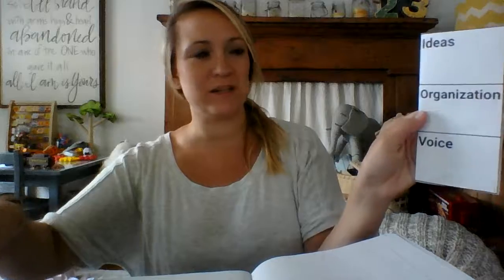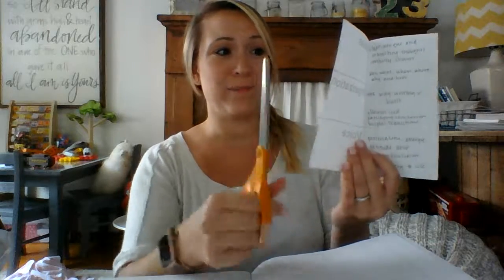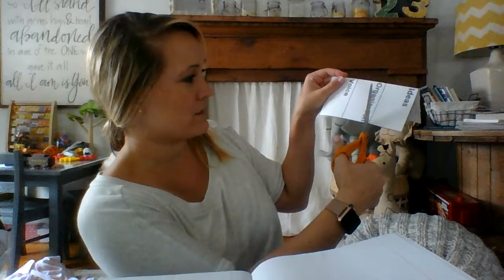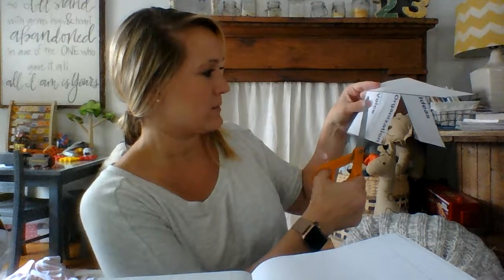Now the next thing that you want to do is you want to snip on these lines right here, but make sure that you're not cutting the back part. So when I do it, if I turn this way, I am snipping up, but notice that I don't cut the back side. So we're going to glue that part down into your book.